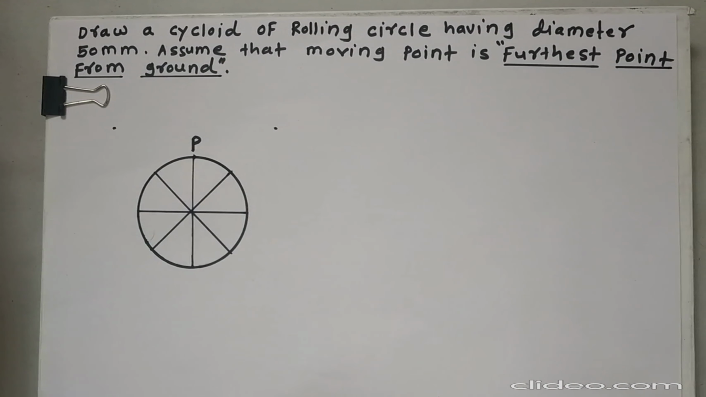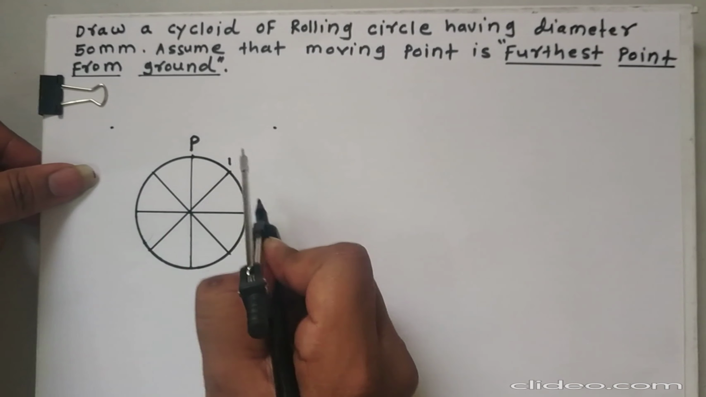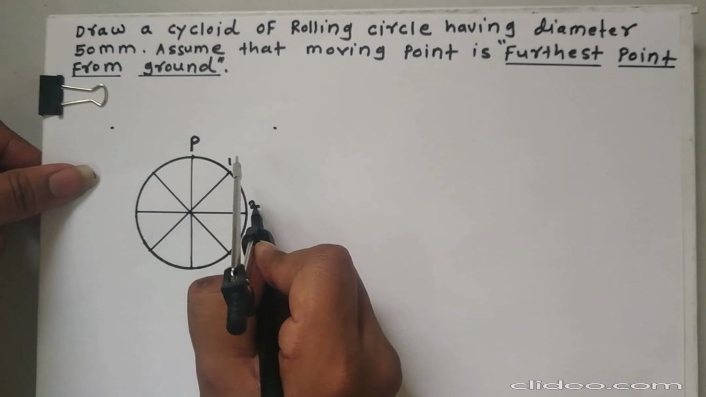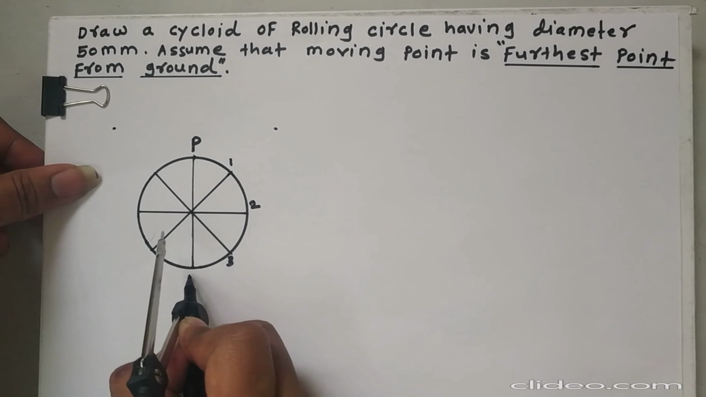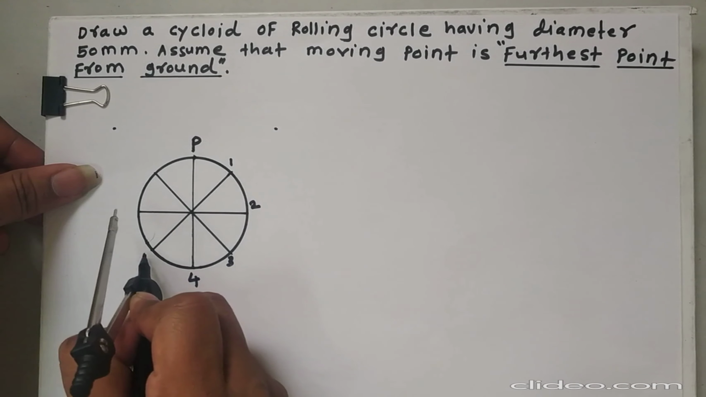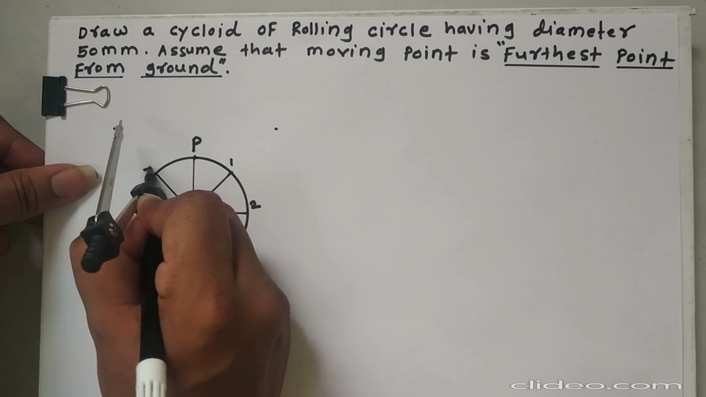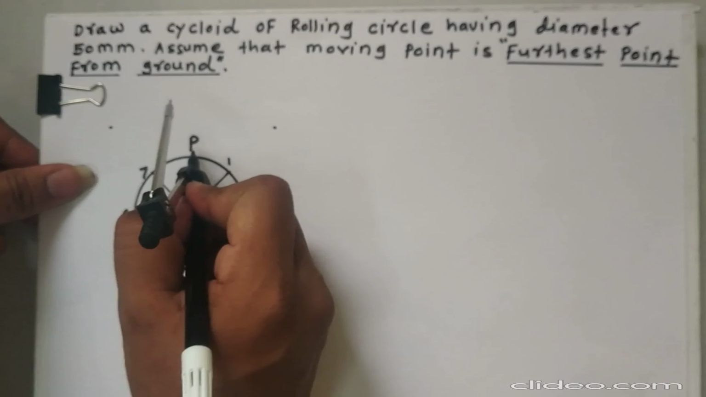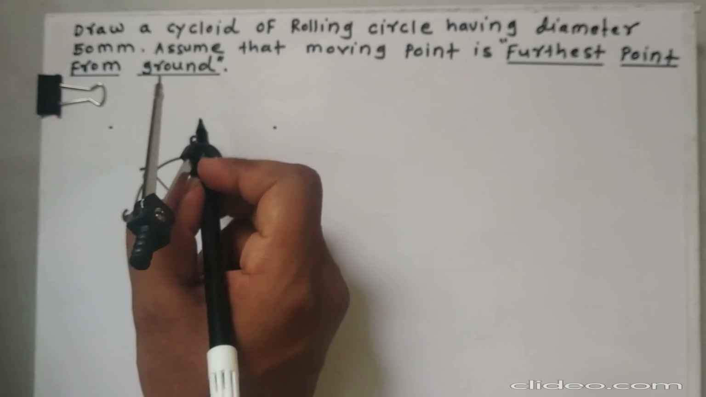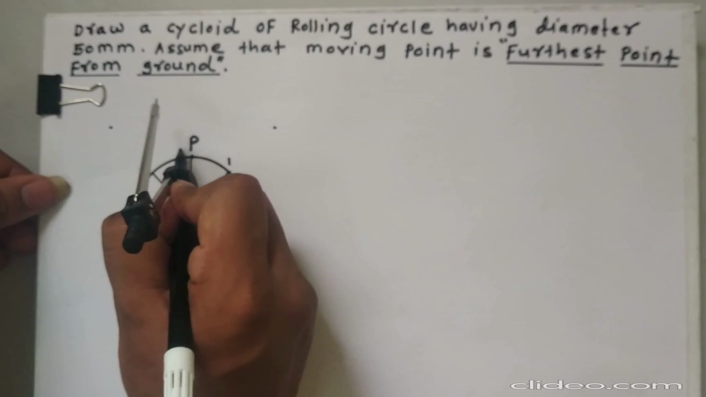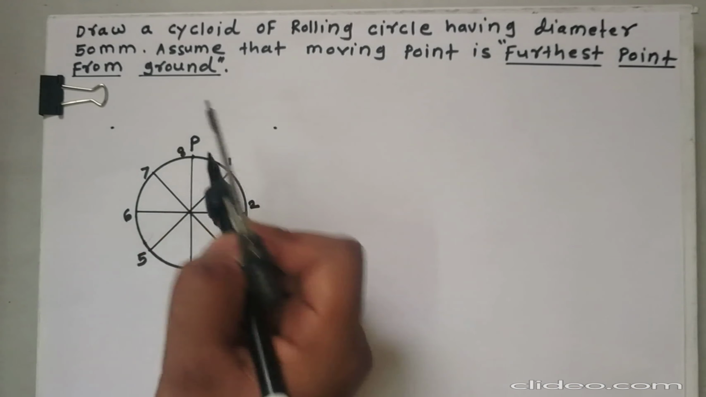Next name these parts. So this is point number 1, point number 2, 3, 4, 5, 6, 7. This point P is also called 8. You can write it or you can leave it, there is no problem. I will write it for your reference. So this point number 8 is also called point number P.